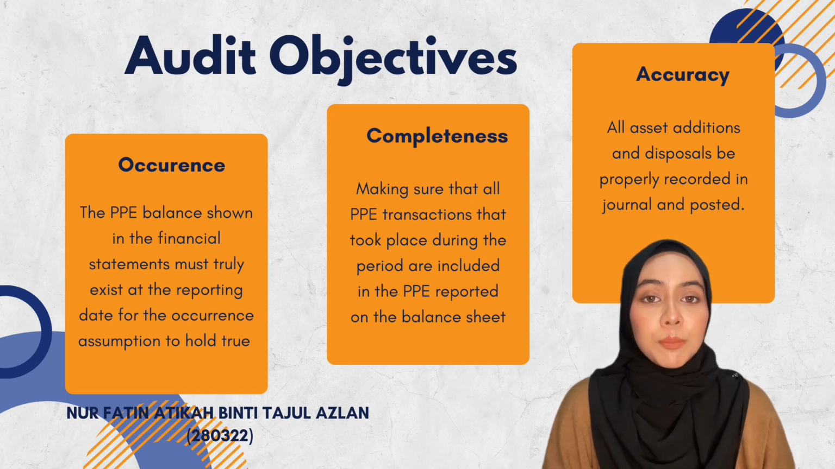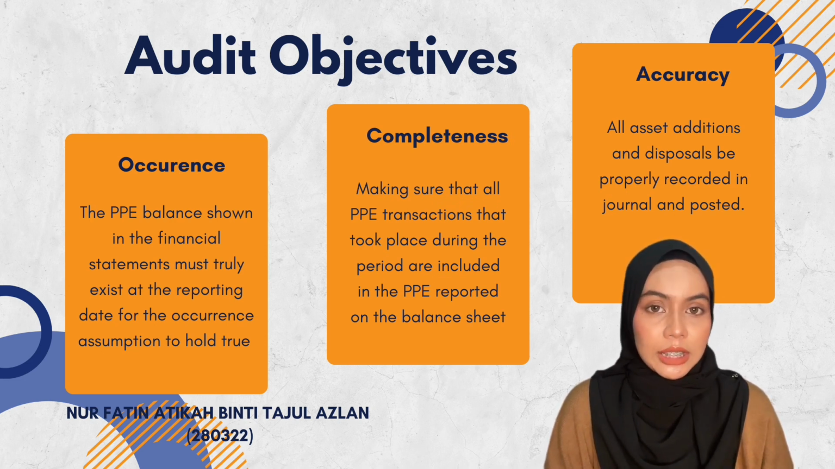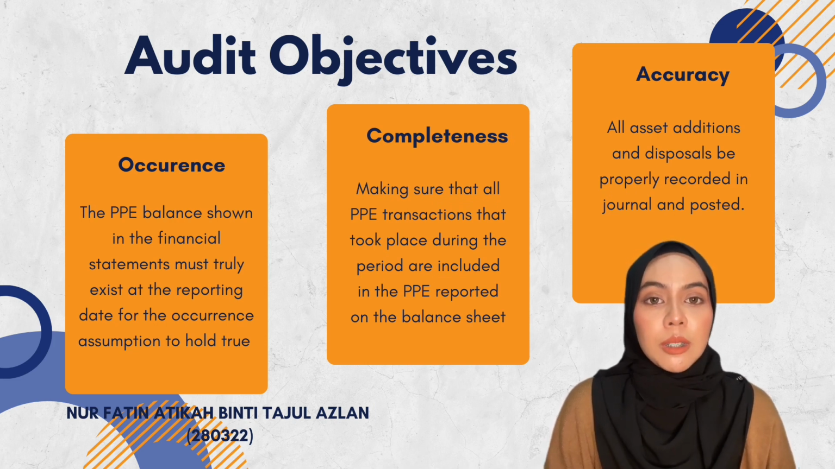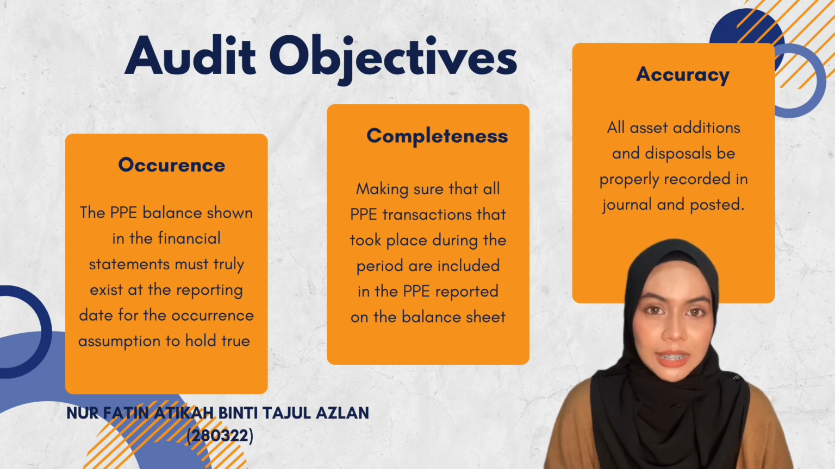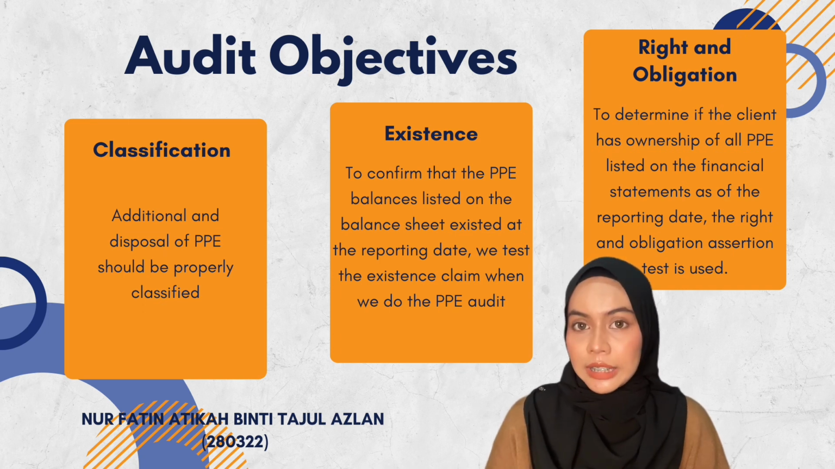Firstly, occurrence. The property, plant and equipment balance shown in the financial statement must truly exist at the reporting date for the occurrence assertion to hold true. Secondly, completeness. To make sure that all property, plant and equipment transactions that took place during the period are included and reported on the balance sheet. Thirdly, accuracy. All asset additions and disposals must be properly recorded in the journal and posted. Next, classification. Additions and disposals of property, plant and equipment should be properly classified.